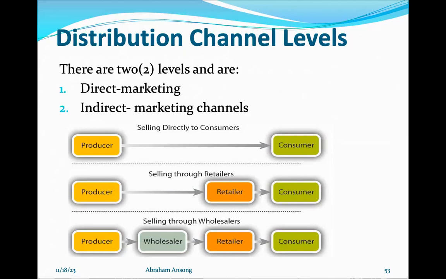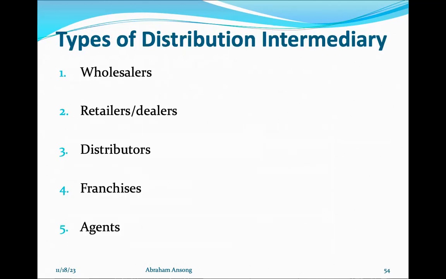Okay, so the direct, as the name suggests, is from producer to consumer, but the indirect could take the form of producer to retailer to consumer, or producer to wholesaler to retailer, and then to the final consumer. Okay, so we have types of distribution intermediary. We have wholesalers. Who are they? Wholesalers are intermediaries who buy products in bulk from manufacturers and sell them to retailers or other businesses. So they buy these products in bulk, and in turn sell to other businesses or retailers.